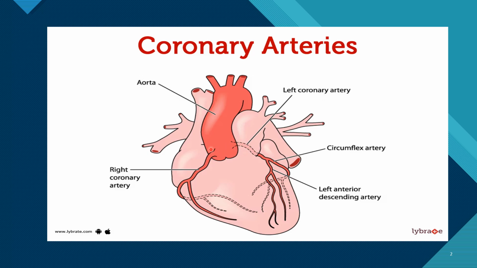Now the right coronary artery principally supplies the right ventricle and the right atrium, and the left coronary artery supplies the left ventricle and the left atrium. Physiologically there are no anastomoses between the right and left coronary arteries, and thus the coronary arteries are end arteries in human beings, as the territories of blood supply by these arteries do not overlap.